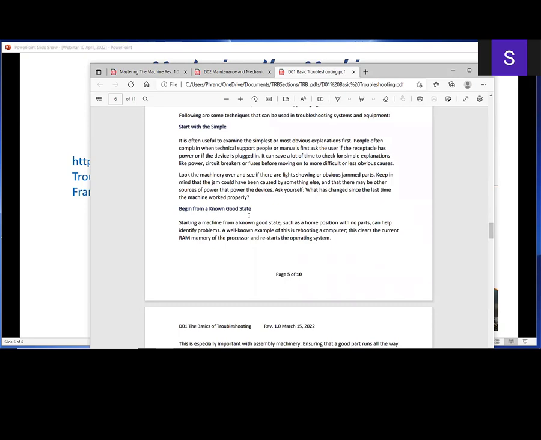Begin from a known good state if you can. Starting a machine from a home position with no parts can identify problems a lot of times. Sometimes your problem is not with the machine, it's with the parts, right? So you need to have good parts. You need to have the machine empty and then start introducing known good parts if possible. Again, that sometimes takes less time than digging into the less obvious things or getting your meter out or getting your laptop out. Those kinds of things and connecting up can take a lot of time.